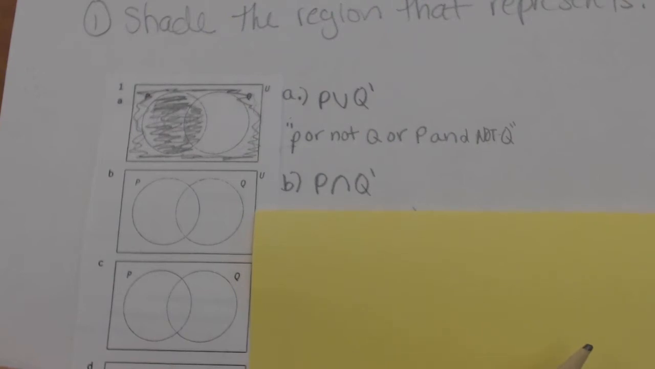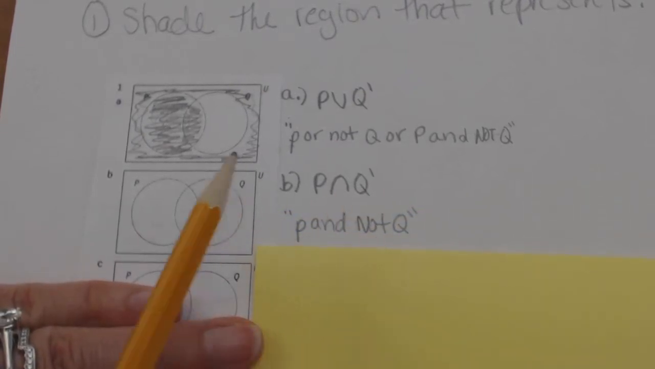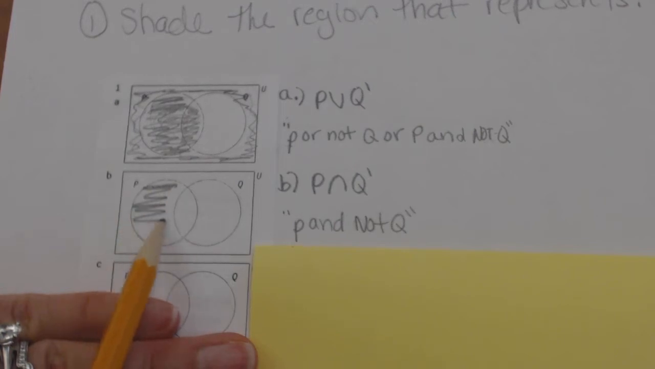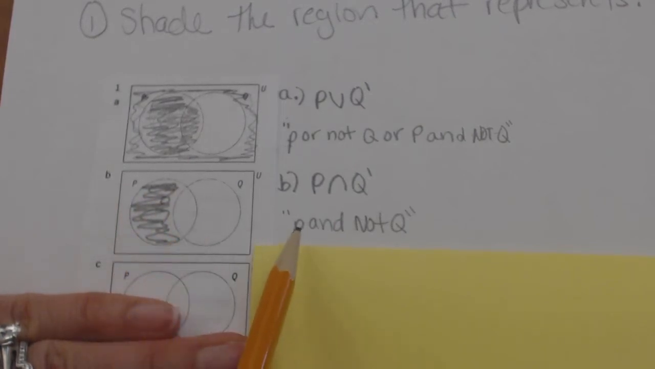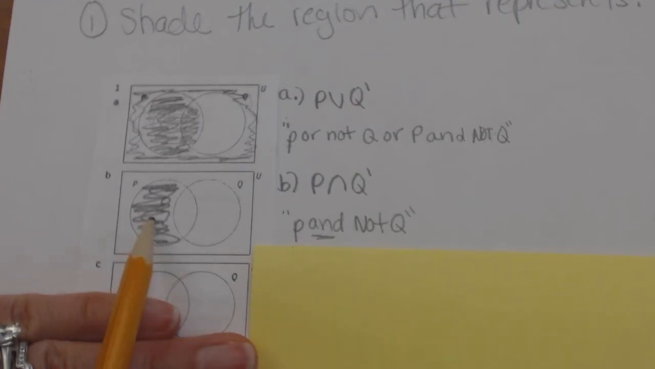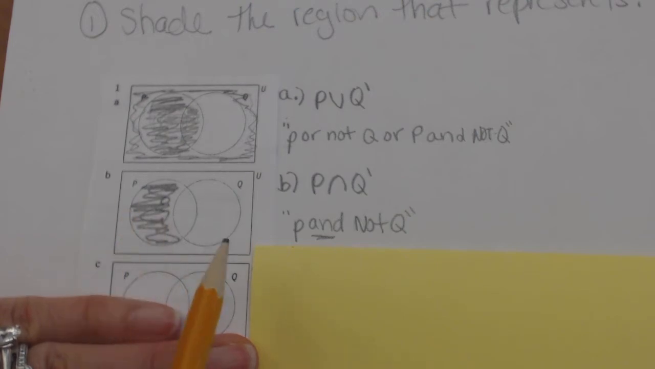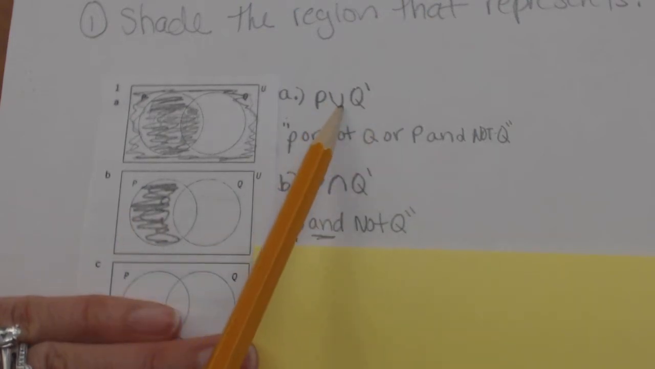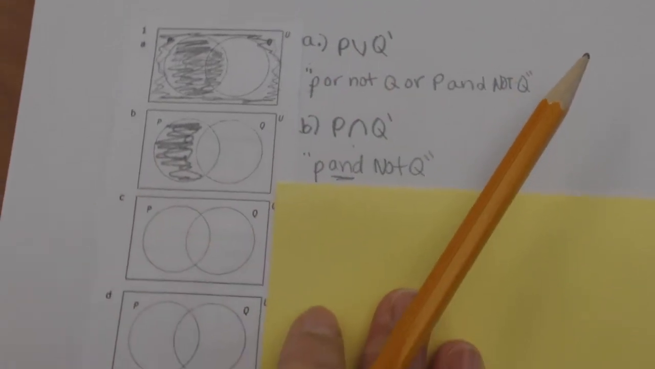The second one is P and not Q. So this really means P and not Q. So we only shade just here. We just shade the P. We can't shade the overlap because being P and being not Q at the same time has to happen. So that's it. This one was an or, this one was an and.